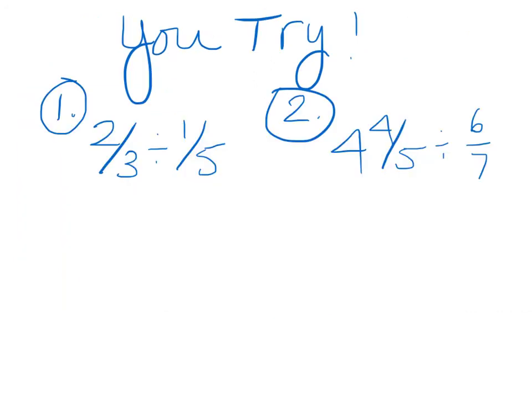All right, here's a couple problems for you to try. The first one is 2/3 divided by 1/5. The second one is 4 4/5 divided by 6/7. Remember, with your mixed numbers, you want to rewrite them as fractions first, and then you copy, change, and flip. And when you get to the multiplication step, always look for ways to simplify before you multiply. Look for your common factors in the numerator and the denominator.